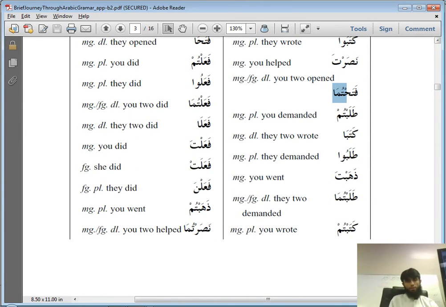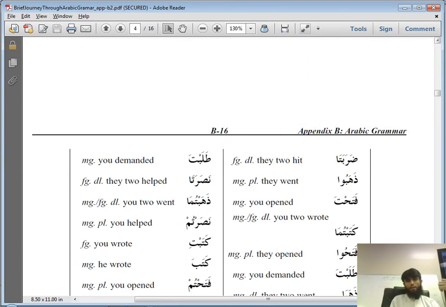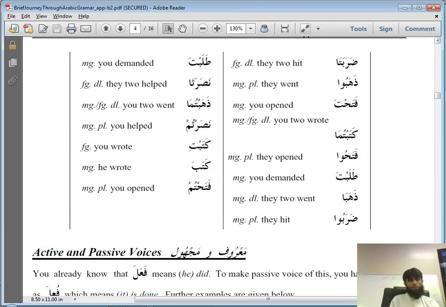What else? Zalamtum is you all wronged. Sorry, this is talabtum, it's not zalam. Talabtum, you all demanded. Talab, he demanded. And then there are other examples that inshallah you can go and look at. This will inshallah conclude. Subhanakallahumma wa bihamdika nashhadu an la ilaha illa anta nastaghfiruka wa natubu ilayk.